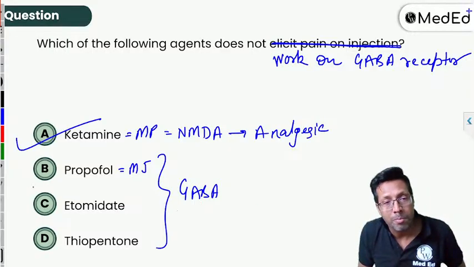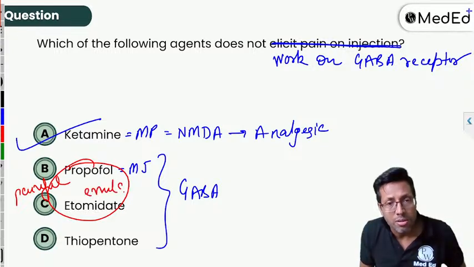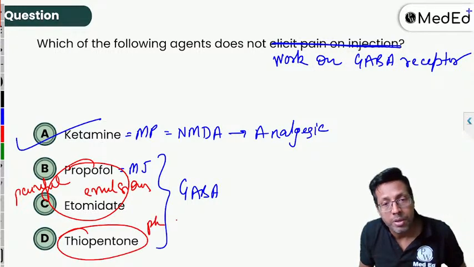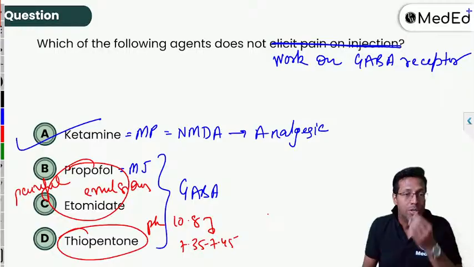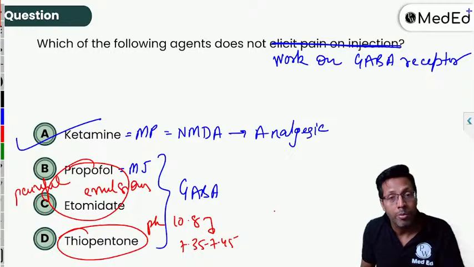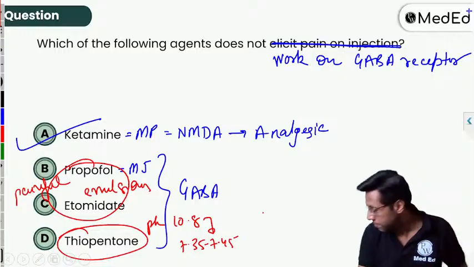These drugs work on GABA receptor. All of them are painful injections. Not just because of that, these two are painful because they are emulsions, and thiopentone is painful because of the pH. The pH of thiopentone is 10.8. It's a very basic pH. Normal pH of the body is 7.35 to 7.45. Because of the basic pH, it is painful in nature. And propofol, etomidate are painful because of emulsions, but ketamine is an analgesic drug working on the NMDA receptor.